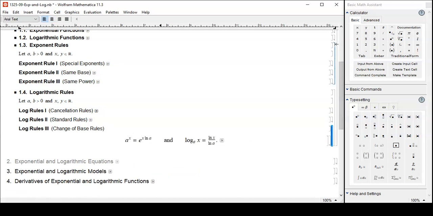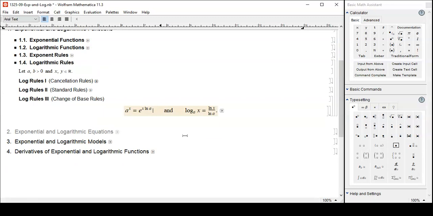And then let's see, do we have some more? Okay, change of base rules. a to the x power can be rewritten as e to the x times log of a, and log base a of x can be written as natural log of x over natural log of a. So base downstairs goes downstairs.